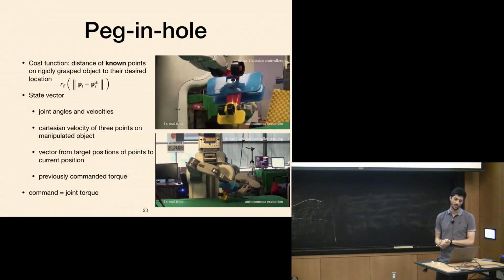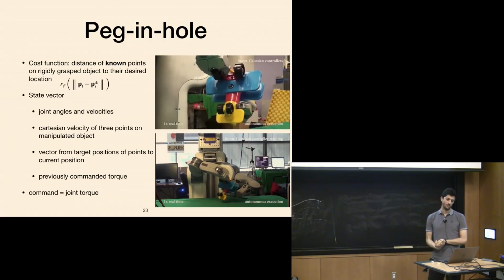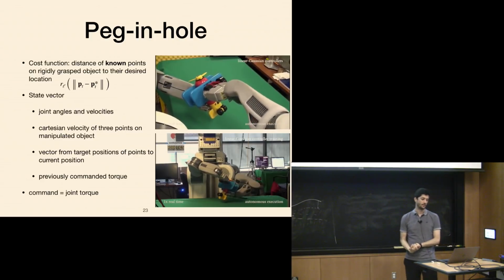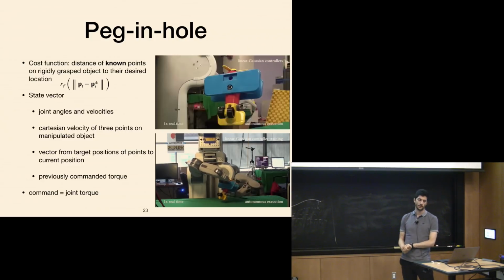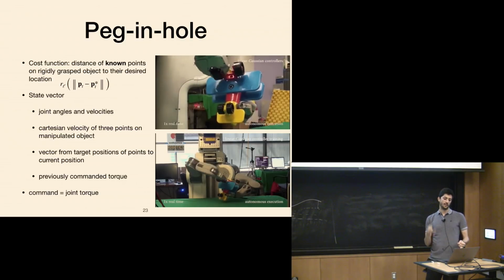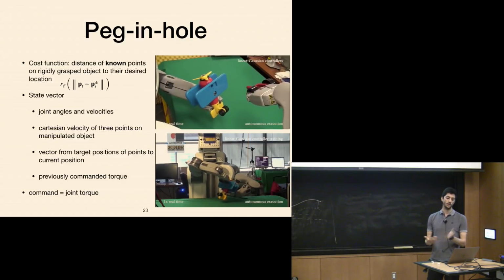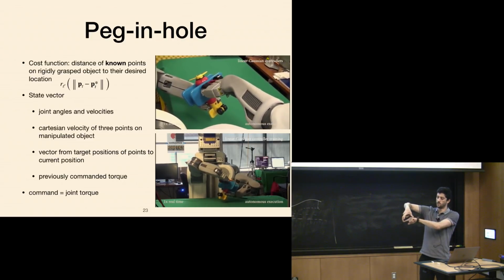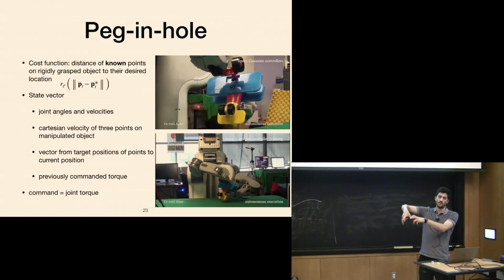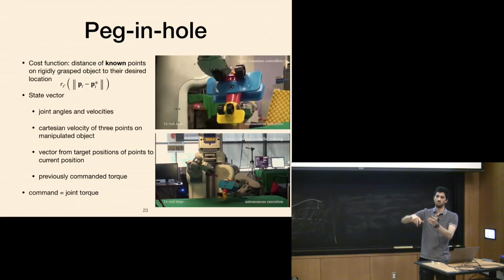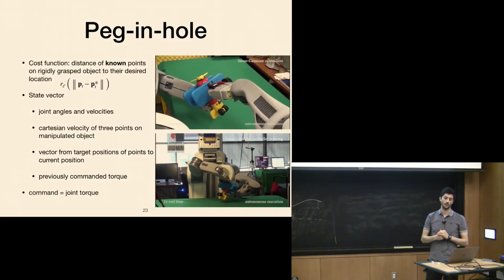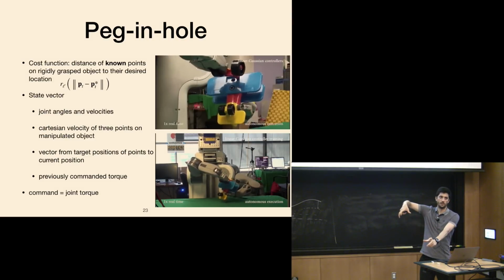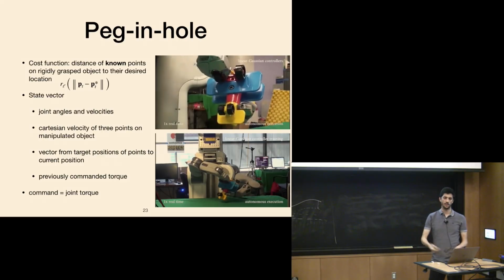Okay, so what's our state vector? This is the state vector that we're going to use to fit dynamics. It's a bit redundant, but it's going to be easier to fit the dynamics. So it's going to be joint angles and velocities. It's going to be the Cartesian velocity of some points on the manipulated object. That's basically saying if I'm holding an object and I define three points that are rigidly attached to that object, if I know where those three points are, I know where the object is, because three points define the Cartesian frame. It's going to be the vector from those points to where they're supposed to be at the final pose. And then the previously commanded torque.